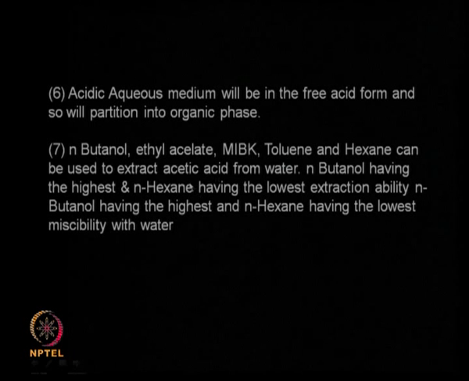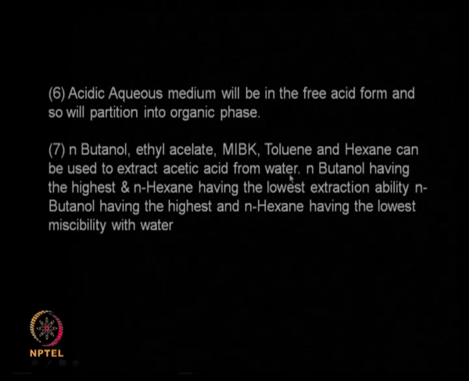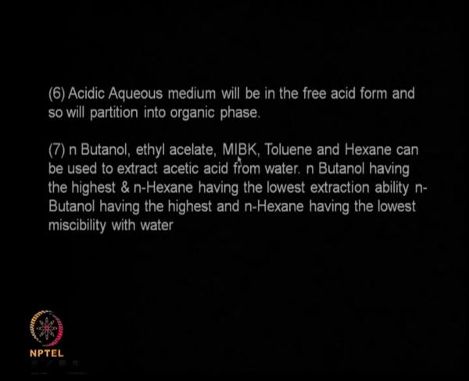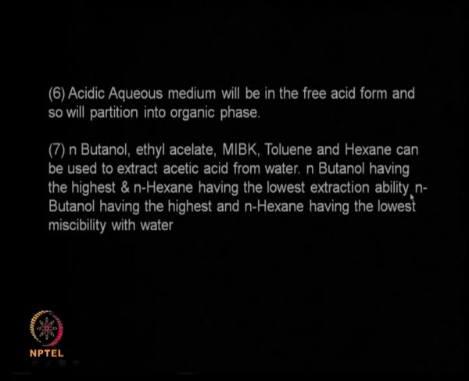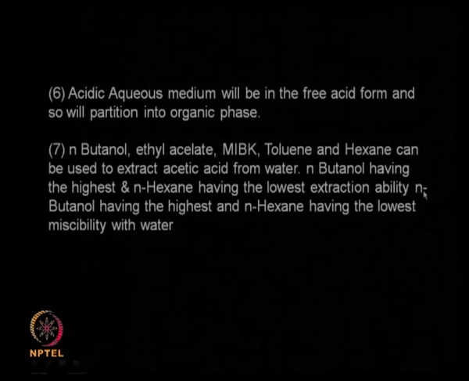If there are salts present, you have to select a suitable solvent at an appropriate pH so that your compound is stable and it does not lose stability during the extraction process. Now if you have acetic acid in water, if you want to recover that, N-butanol, ethyl acetate, MIBK, toluene and hexane can be used to extract acetic acid. N-butanol will have the highest and hexane will have the lowest extraction ability, because N-butanol has the highest and hexane the lowest miscibility with water, okay.